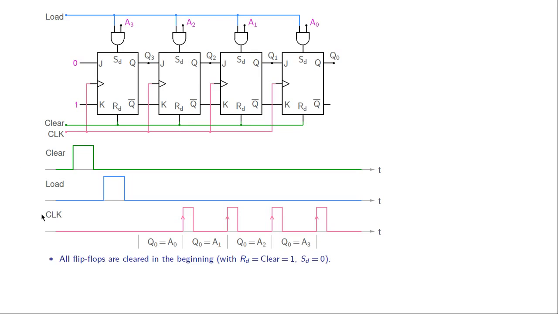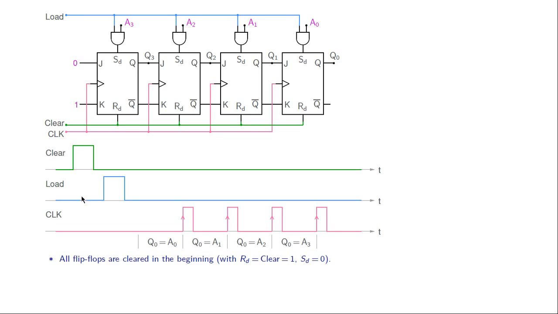These are the signals being applied. A single pulse here for the clear signal, single pulse for the load signal, and this clock signal has been derived from a free running clock and some logic. So the first pulse starts here and there are a total of 4 clock pulses. Alright, now let us see how this works.